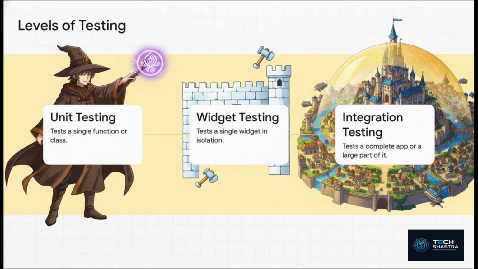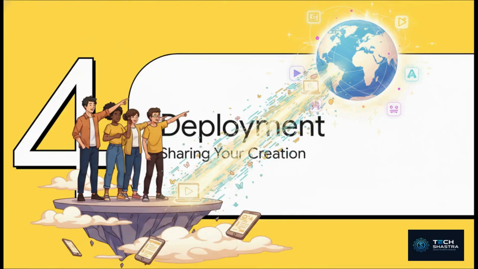Testing really happens on 3 different levels. Unit tests check a single function, or a single magic spell. Widget tests check a single visual component. Is this part of the castle looking right? And integration tests check that all the pieces of your app work together smoothly, making sure the whole kingdom functions as one.